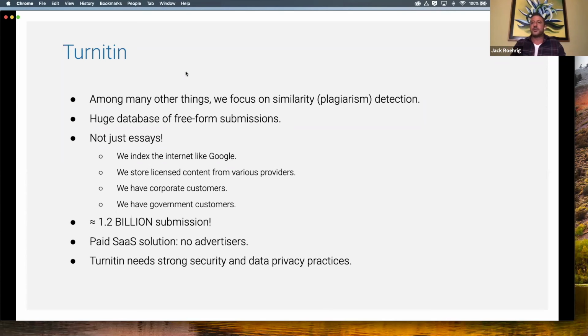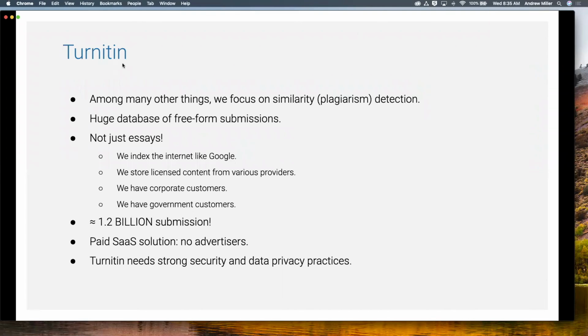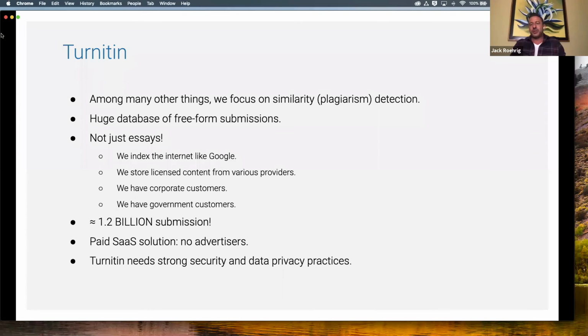And then I realized what was really going on. Turnitin has a database that has had over 1.2 billion submissions, which is insanely huge. It's a massive, massive amount of data. And we index the internet. Now, I'm a huge search nerd. I've worked in search for quite a while.